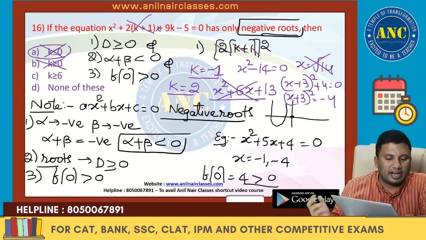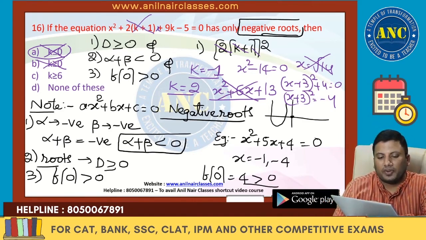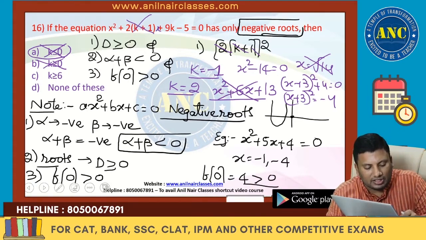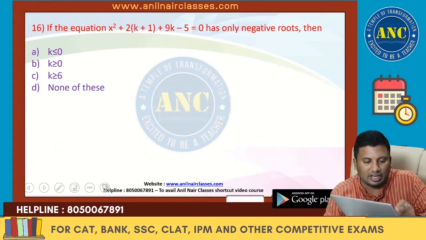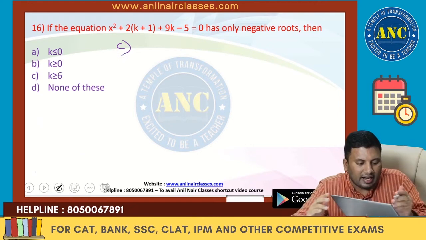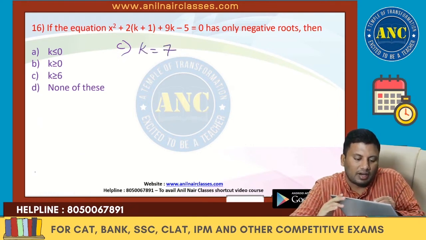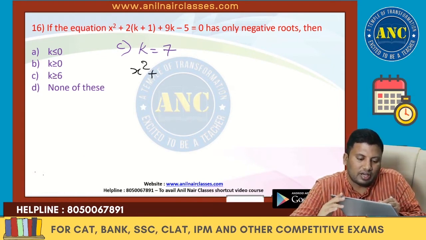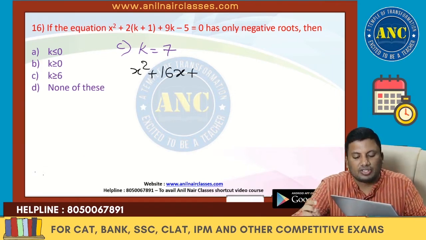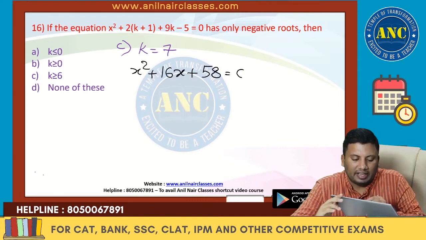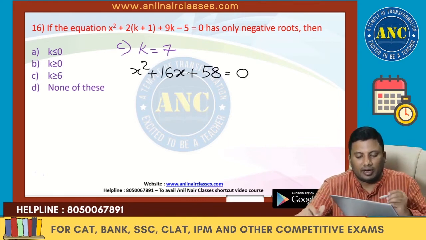Check for option C and option D. Which one will satisfy, that one will be the answer. If you are not comfortable in condition execution, you can go by the options. Option C, k greater than or equivalent to 6. K equivalent to 7. If I substitute k equivalent to 7, x square plus 8 into 2, 16x plus 63 minus 5, which is 58 equivalent to 0.